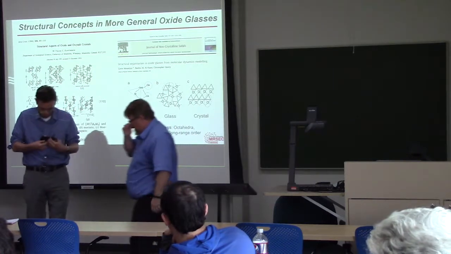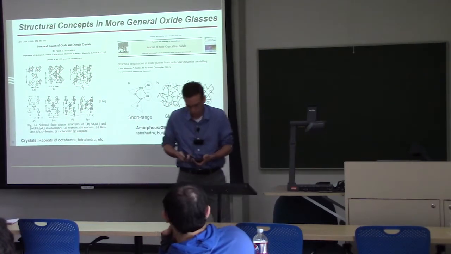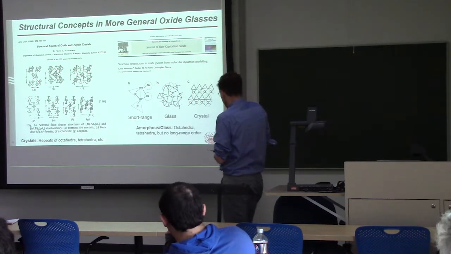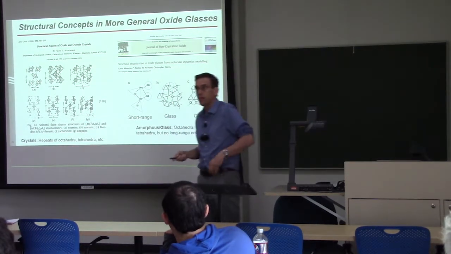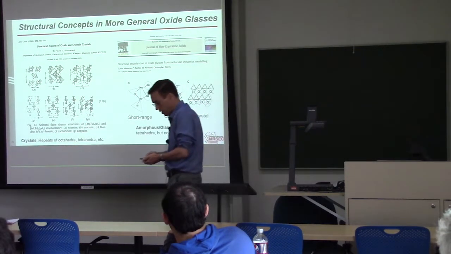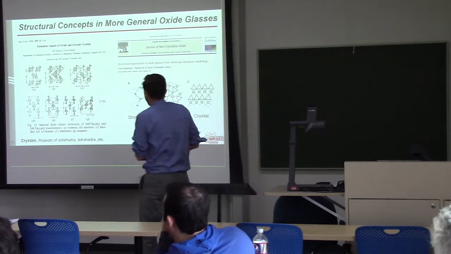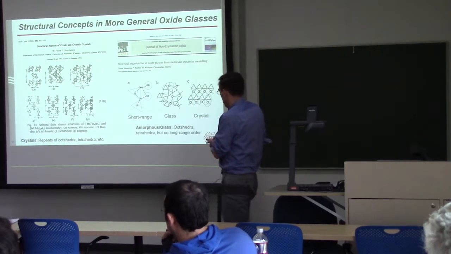So in the last couple of minutes, I'm going to build on what Paul talked about and start to generalize towards the types of oxides that you might see. You might see that more multi-ion, multi-metal ion compositions would make.